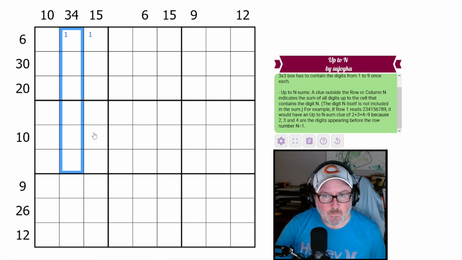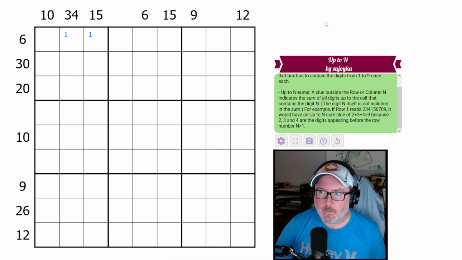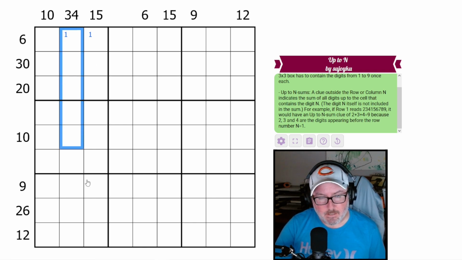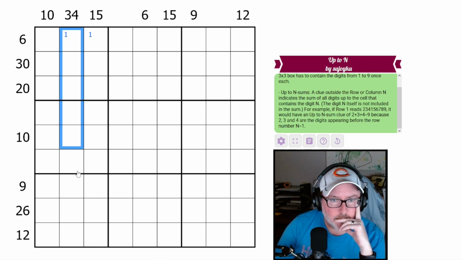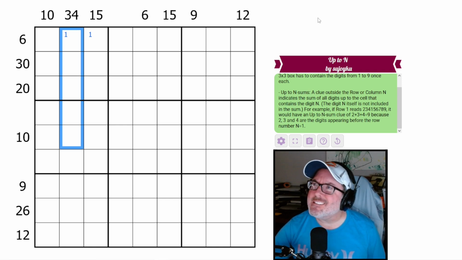So what's the bare minimum 30 that we can use to get up to 34? 9, 8, 7, 6, 4 would get us there. So 5 digits. We need at least 5 digits before we ever see the 2. How does that help us? I don't know that it does.